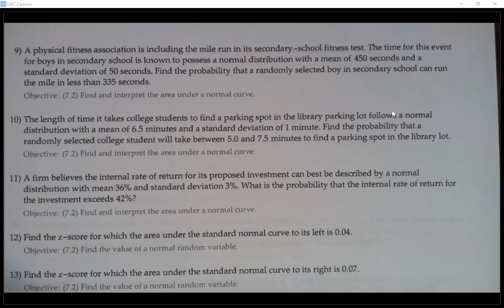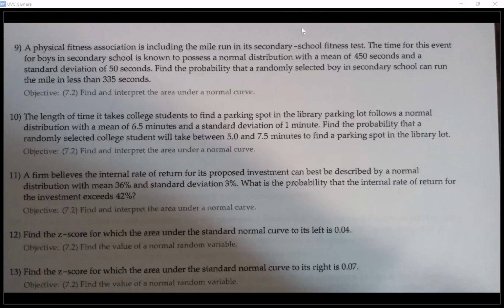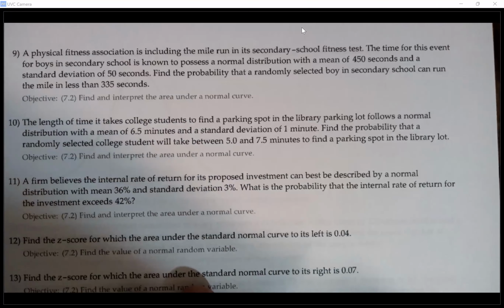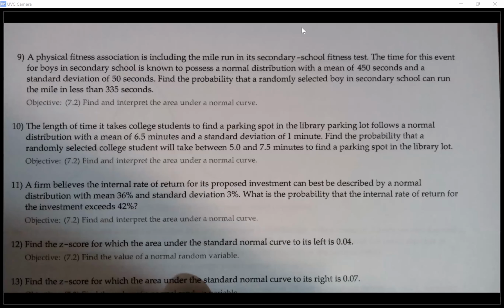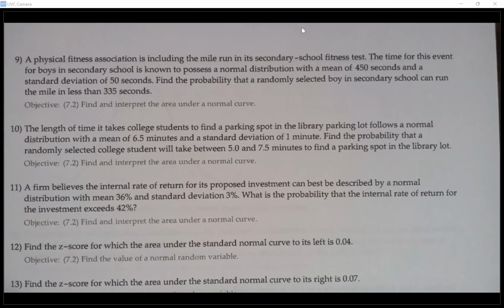Problem 9. A physical fitness association has included the mile run in its secondary school fitness test. The time of this event for boys in secondary school is known to possess a normal distribution with a mean of 450 seconds and a standard deviation of 50. Find the probability a randomly selected boy in secondary school can run the mile in less than 335.